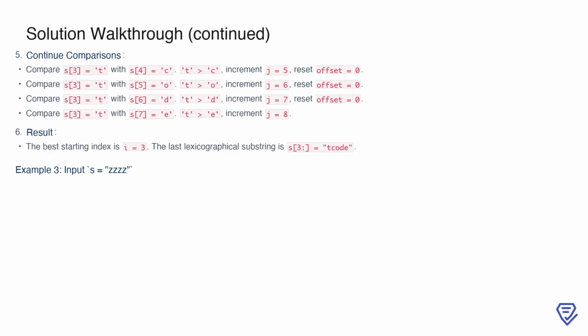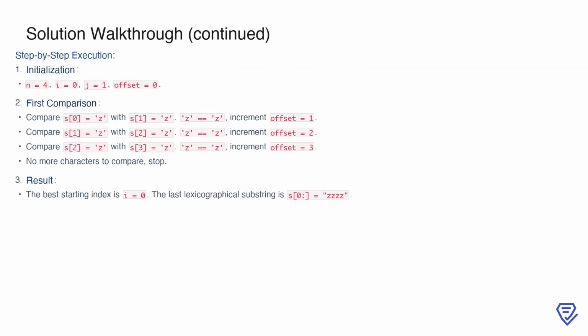Finally, we compare s[3] equals t with s[7] equals e. As t is still greater, we increment j to 8, reaching the end of the string. At this point, the best starting index for the last lexicographical substring is I equals 3. Extracting the substring from this index gives us s[3:] equals "tcode", which is the result for this example.